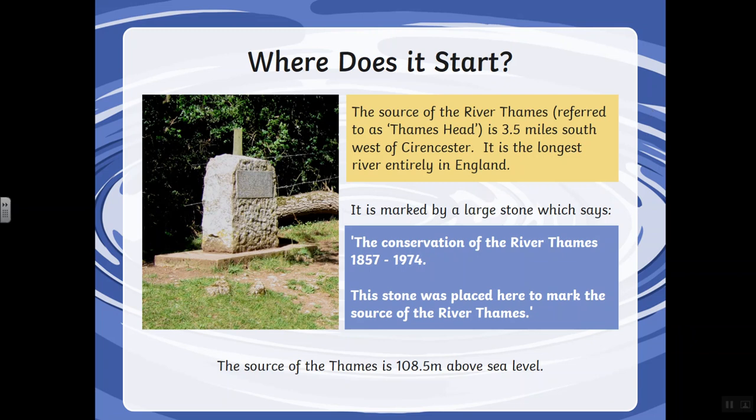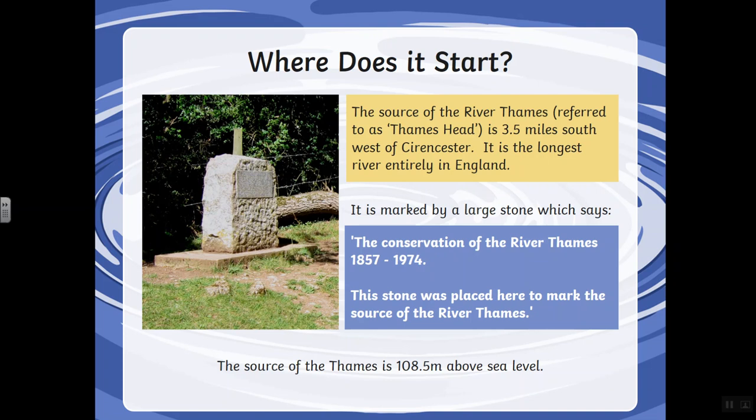The source of the River Thames, referred to as Thames Head, is 3.5 miles southwest of Cirencester. It is the longest river entirely in England. So we might have some other rivers that might be longer, but they maybe start or flow into Scotland or Wales. This is the longest river that its entire body of water comes from England.